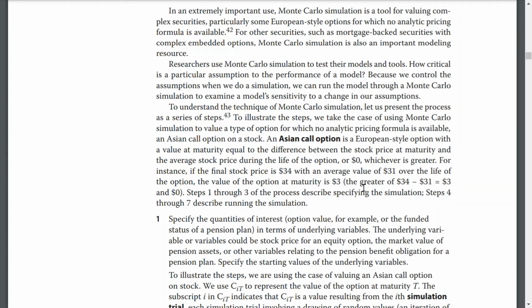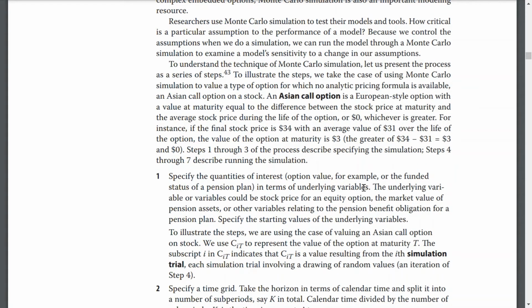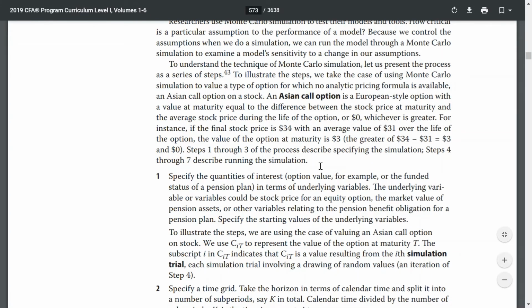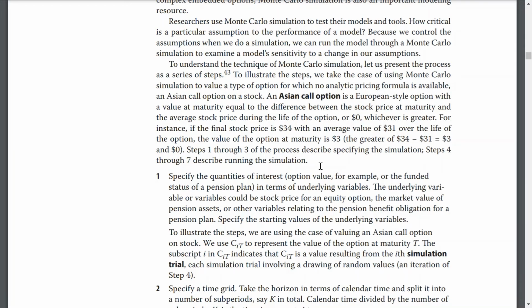To understand the techniques of Monte Carlo simulation, let us present the process as a series of steps. To illustrate the steps, we take the case of using Monte Carlo simulation to value a type of option for which no analytic pricing formula is available: the Asian call option on a stock. An Asian call option is a European-style option with a value at maturity equal to the difference between the stock price at maturity and the average stock price during the life of the option, or $0, whichever is greater. For instance, if the final stock price is 34 with an average value of 31 over the life of the option, the value of the option at maturity is 3.